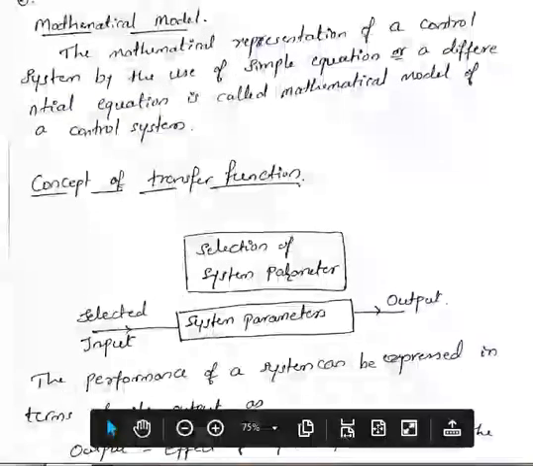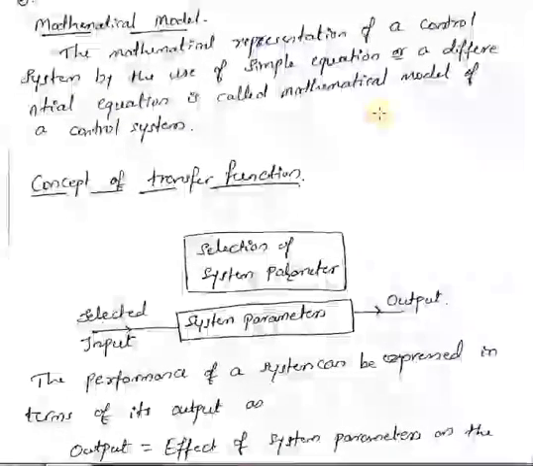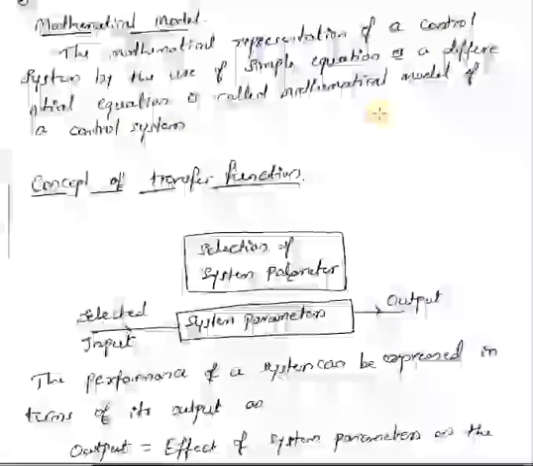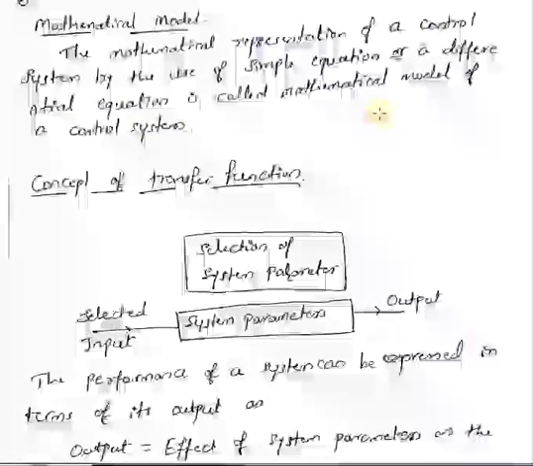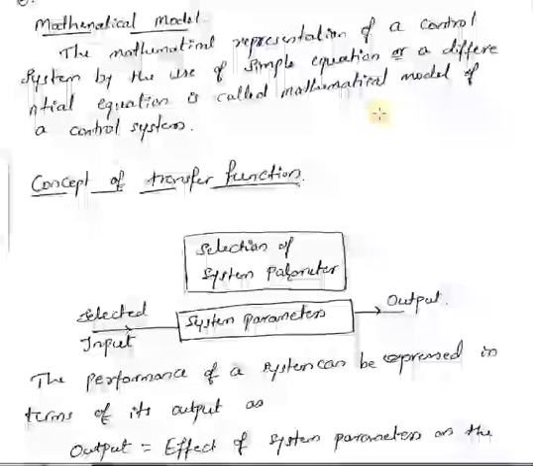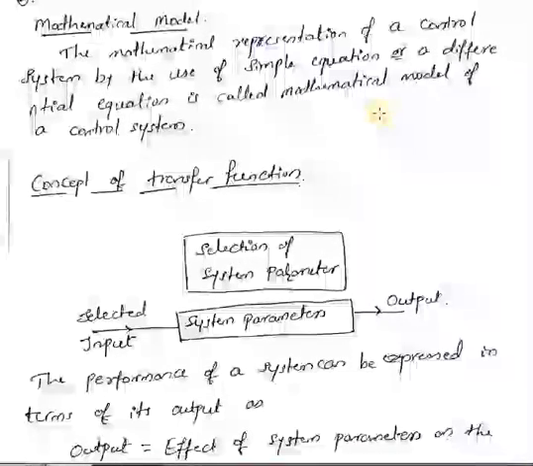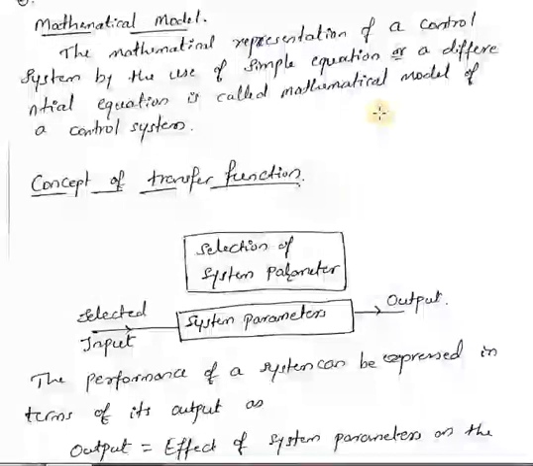Now we will start with the mathematical model. Basically, the mathematical model is the representation of a control system by the use of a simple equation or a differential equation. If you take any physical system or physical model, for that model you can write a simple mathematical equation, or you can use the differential terms.